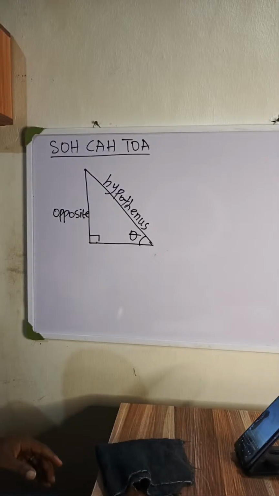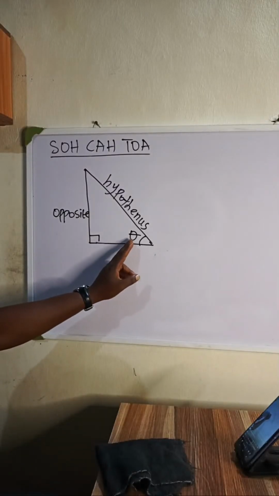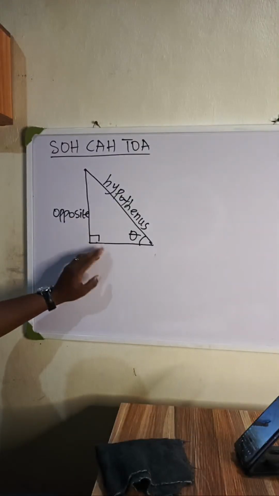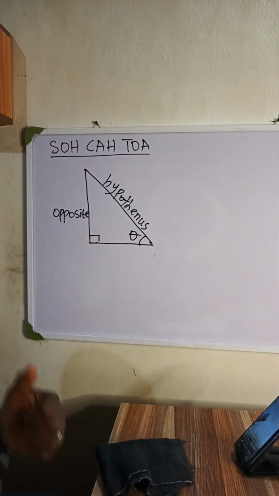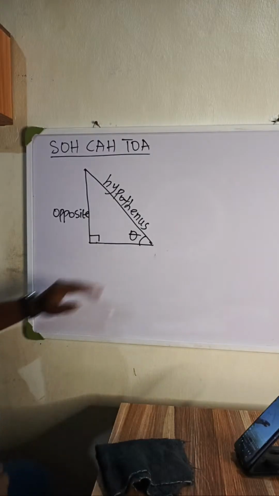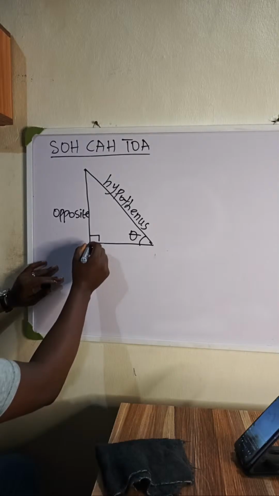Right? So when you have an angle here, the side opposite it is called opposite. And then this last side, once you have identified the hypotenuse and the opposite, is called adjacent.